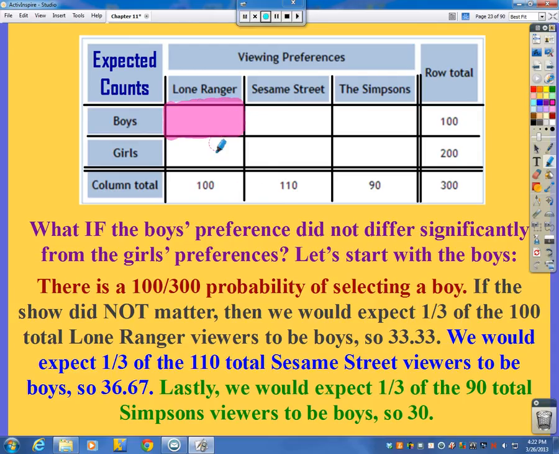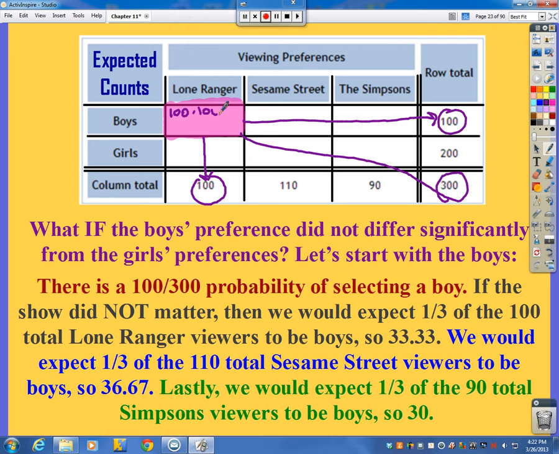To get this number, I need to go to my row total, which is the 100, multiply it by my column total, and then divide it by the total. So really this would be 100 times 100 divided by 300. And guess what that comes out to be? 33.33.